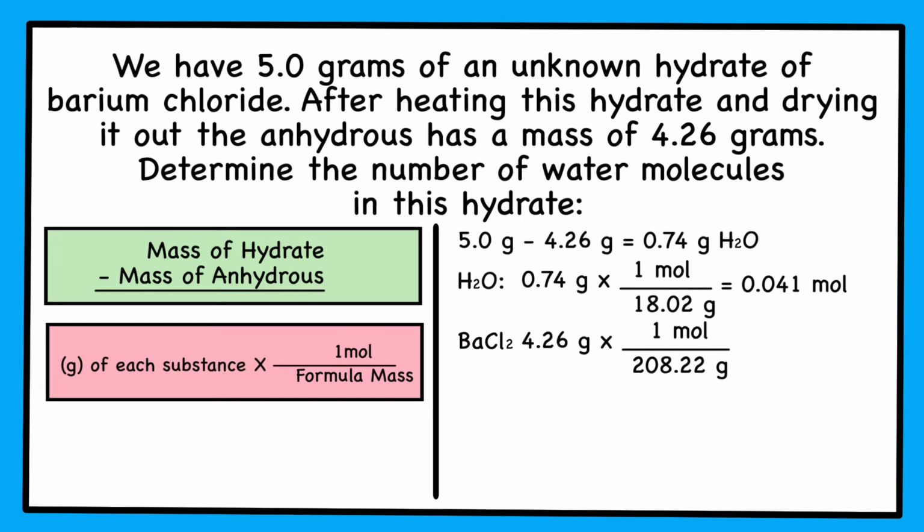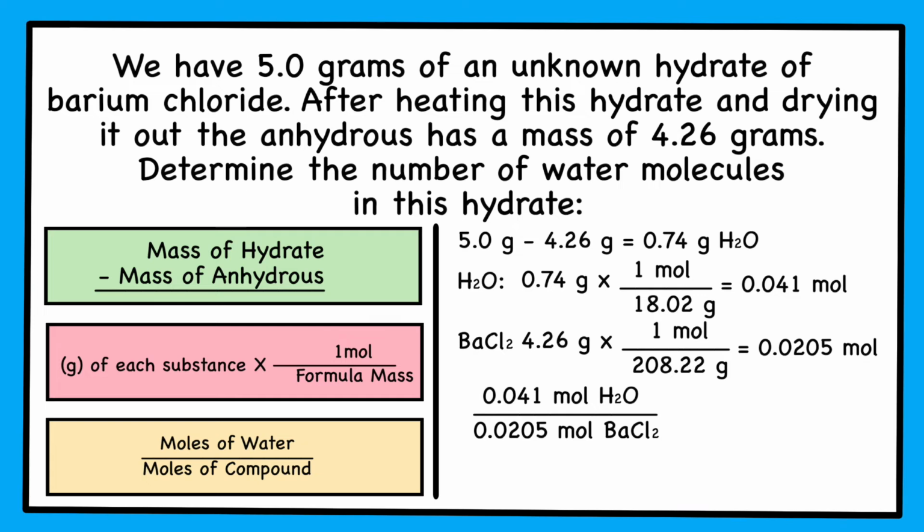Next, we do the same thing for our 4.26 grams of barium chloride with its molar mass. We get 0.0205 moles of barium chloride. Now we take our moles of water and divide it by the moles of barium chloride, and we get 2 moles of water per 1 mole of barium chloride. This means we have barium chloride dihydrate.